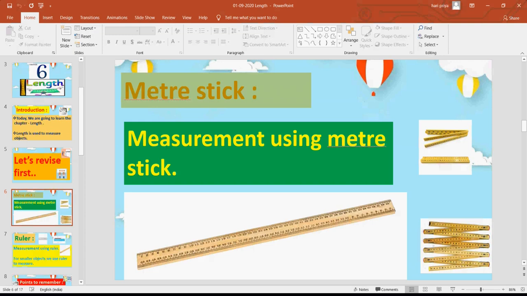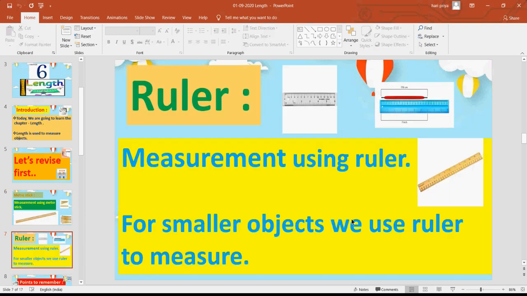Last class we studied about the meter stick, which is a long stick with measurements, and it's helpful to measure larger objects, right? It is very useful to measure large objects, and we can also fold it, as I'm showing here. In those days, carpenters and people working in textile shops used this meter stick, and then the ruler came into existence, that is the scale.